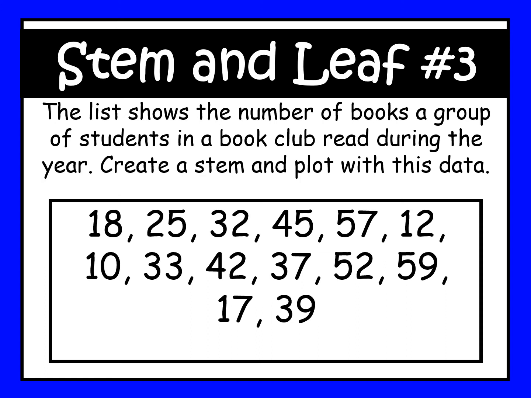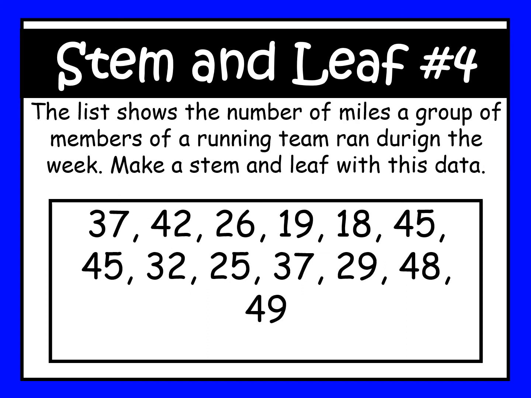Okay, let's go ahead and go to problem number 4. The list shows the number of miles a group of members of a running team ran during the week. Make a stem and leaf plot with this data. So I'm going to give you about 45 seconds to write these numbers down. Then you're going to go back and make your own stem and leaf. Go.